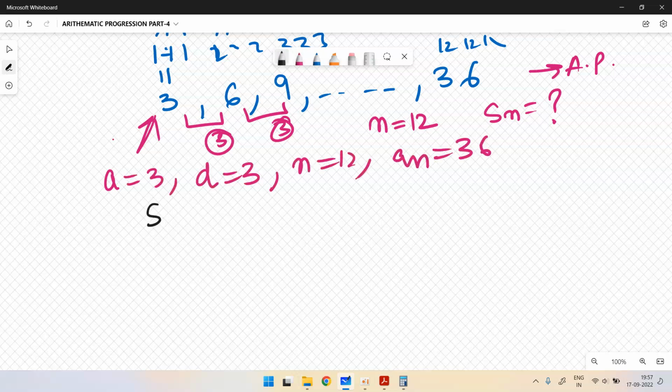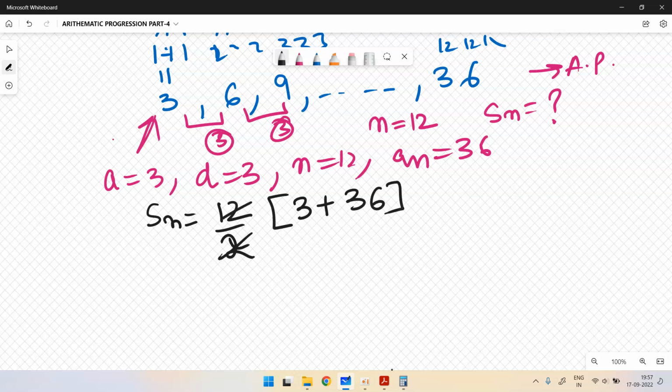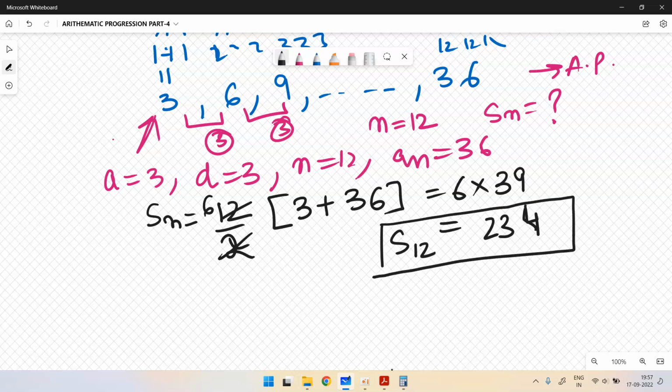So S of N is nothing but N by 2, where N is given to be 12, by 2 into A plus nth term. Directly, A is 3, nth term is 36. So this is nothing but 6 into 36 plus 3, 39. So the answer is 234. Total 234 trees will be planted by all sections of the class, or by the school.